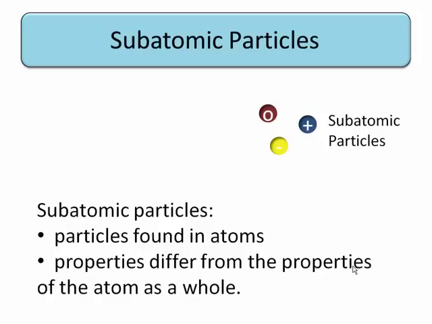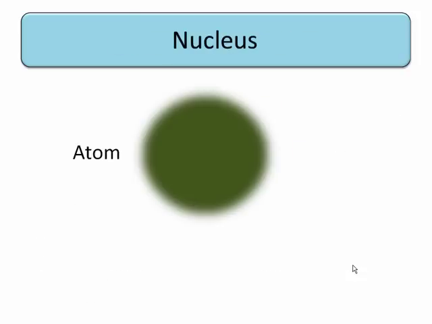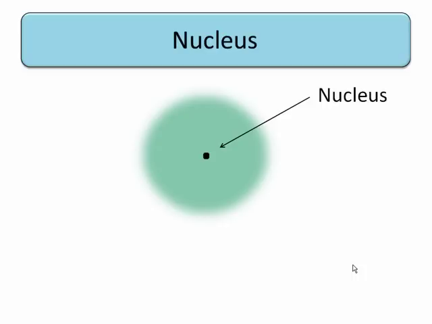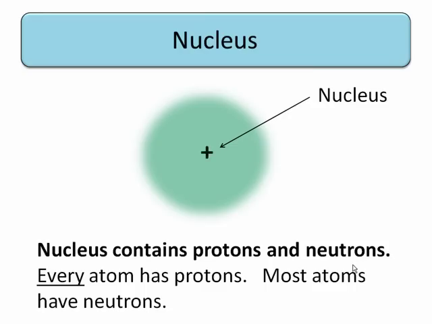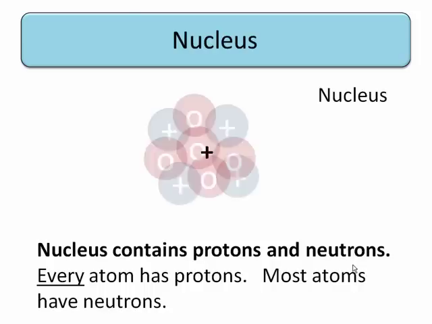The properties of subatomic particles are completely different from the properties of individual atoms. And understanding these particles and how they form atoms can help us explain many of the phenomena that we observe in nature. We know that every atom contains a nucleus, much like a cell contains a nucleus. The nucleus carries an overall positive charge, but the nucleus itself can actually contain two types of particles, protons and neutrons. Not every atom has neutrons, but every atom has protons.